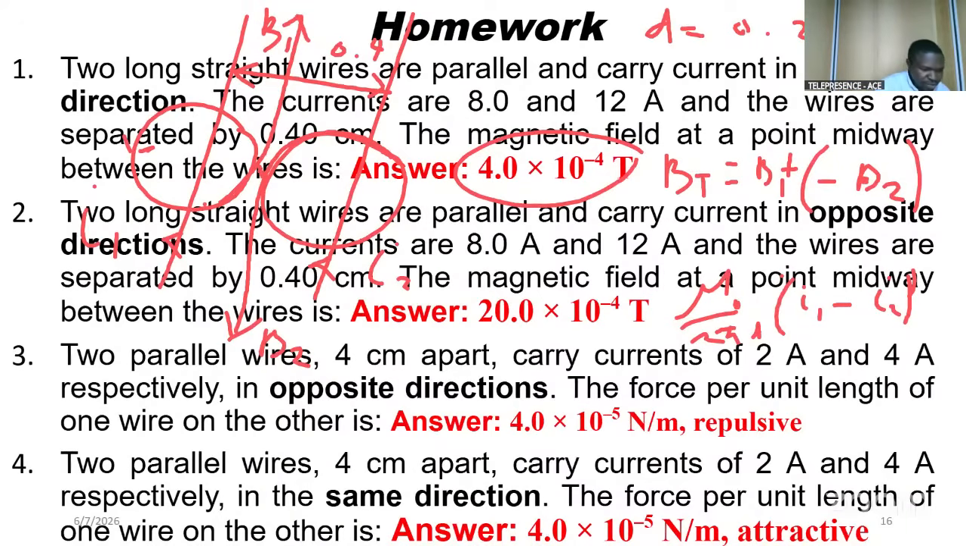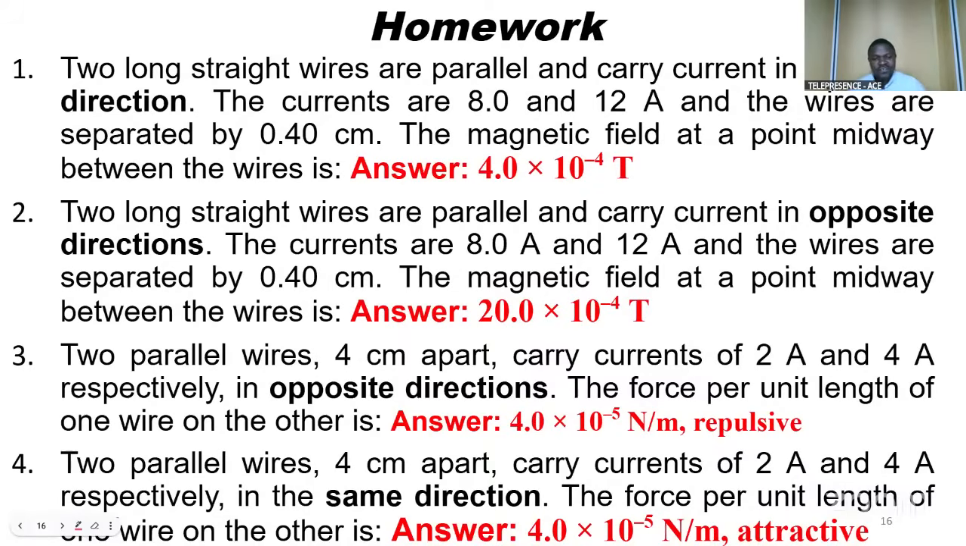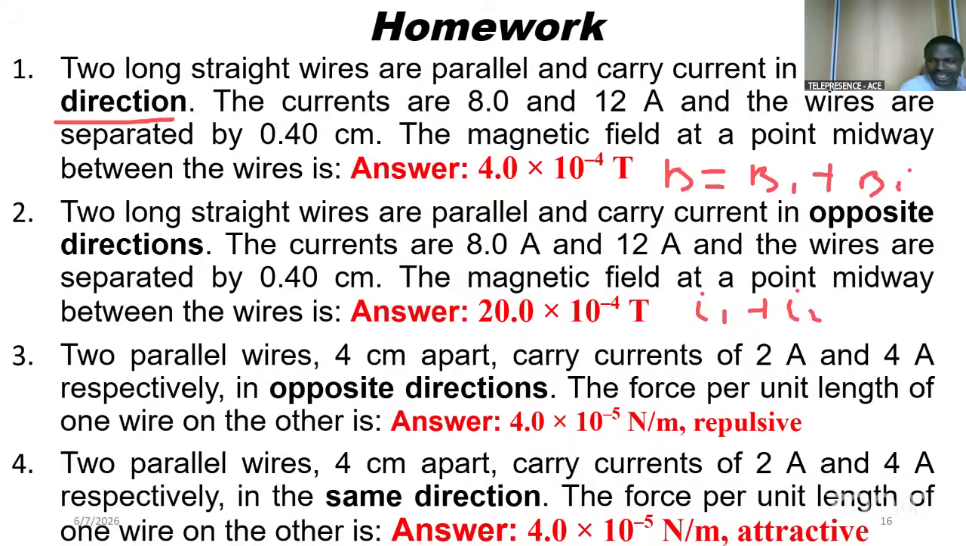Okay, so now for the second one, the difference is that the second one is in the opposite direction. That is, it's going to be B equal to B1 plus B2, not negative. So it's going to be current I1 plus current I2. That is the difference between the two. Just make sure you can see both, the same direction and the opposite direction.